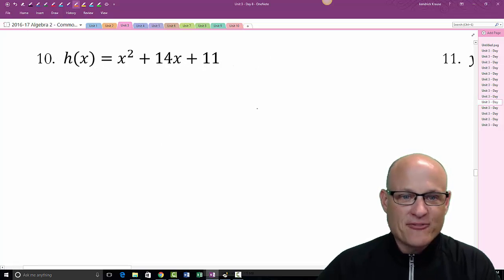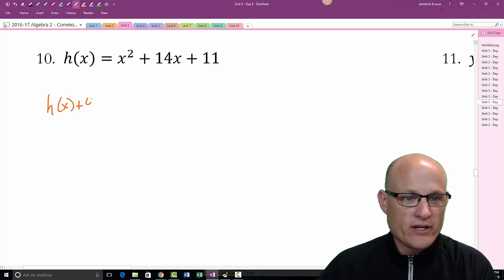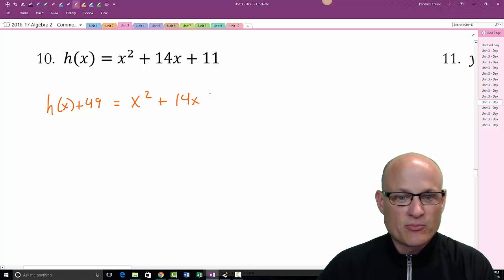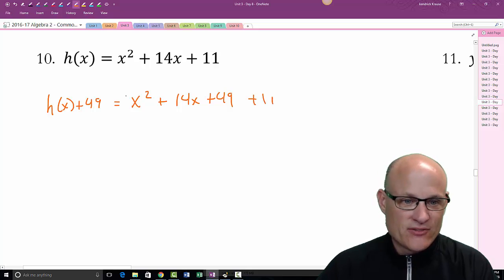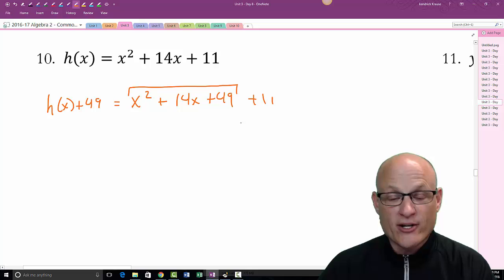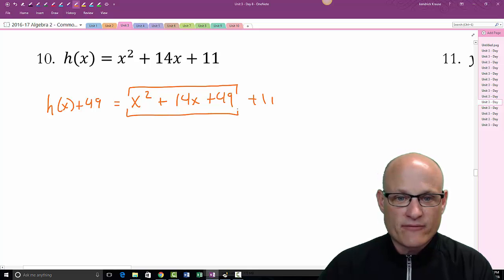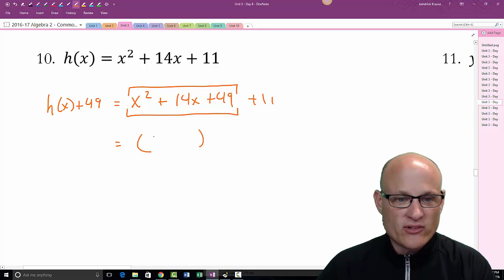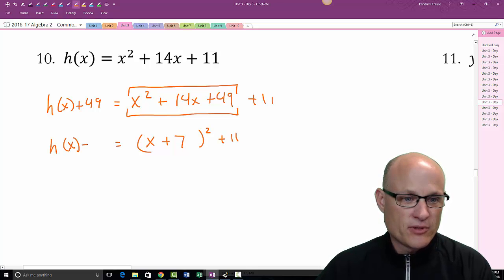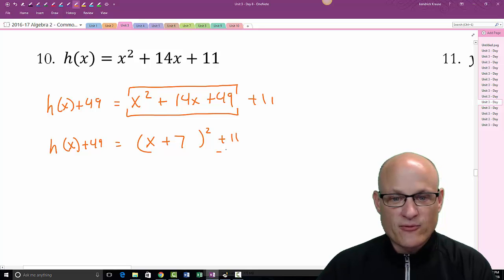So we're going to take half the middle, which is 7, and square it to both sides. So plus 49, square it. So x squared plus 14x plus 49 plus 11. Now don't put these together, because this creates our perfect square trinomial, which is what we want. That's the thing we're going to factor. So it's (x plus 7) squared plus 11. And then we've got h of x plus 49. We'll subtract the 49.